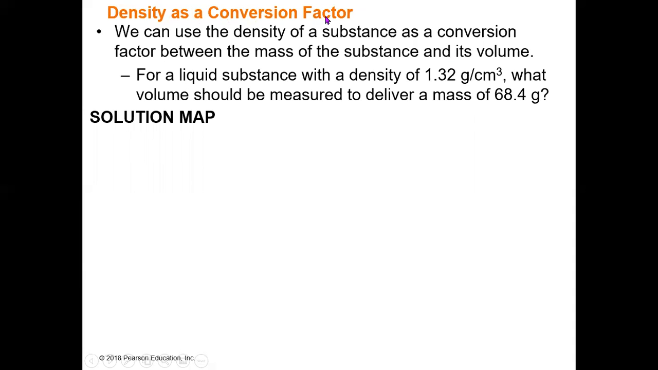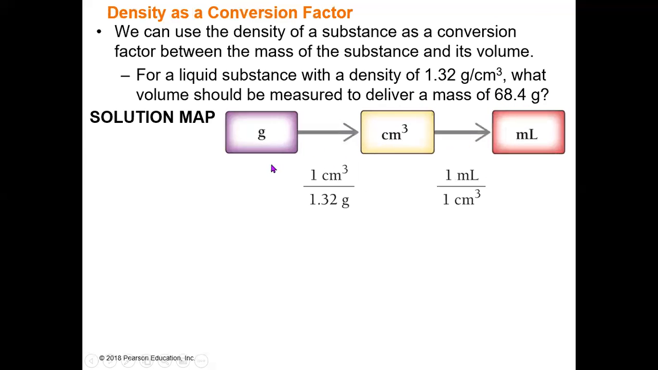You can use density as a conversion factor. We can use the density of a substance as a conversion factor between the mass of the substance and its volume. Here's one example. Given a liquid substance with density of 1.32 grams per centimeter cubic, what volume should be measured to deliver a mass of 68.4 grams? Our process of solving the problem starts with sorting, so we identify what is given and what we want to find out. Then we have this solution map.